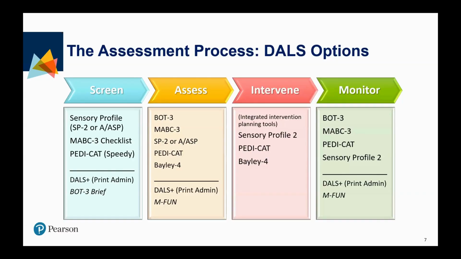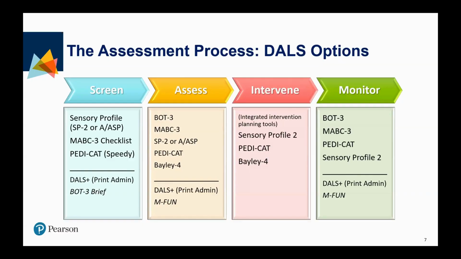Now you'll see some overlap as we move into the Assess component. And that's because we have brief and comprehensive versions of some of these assessments. So, for example, the BOT-3 Brief form, which is included for DALS Plus customers because it is administered paper and pencil, was developed to address the need for a brief version of the BOT. So it includes 20 items consisting of at least 2 items from each core BOT-3 subtest, making it a great screening tool to determine if further evaluation is needed.